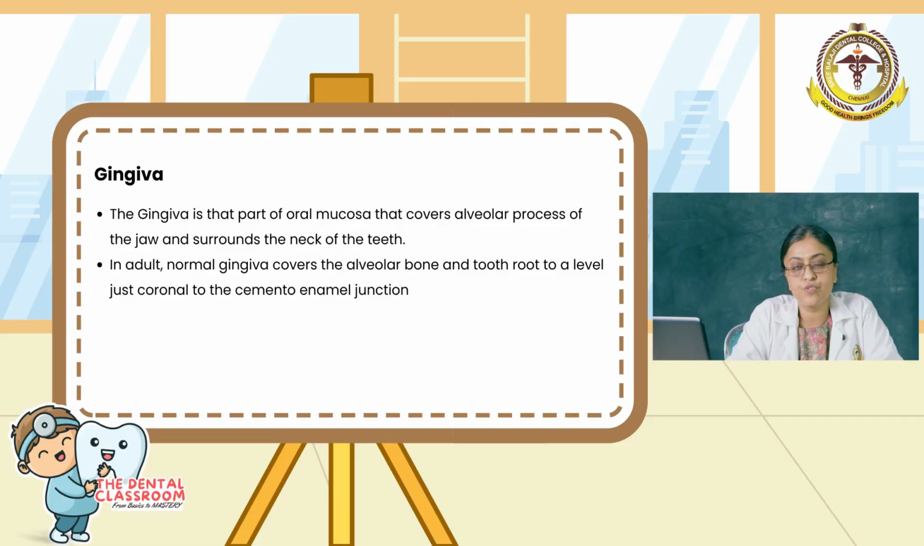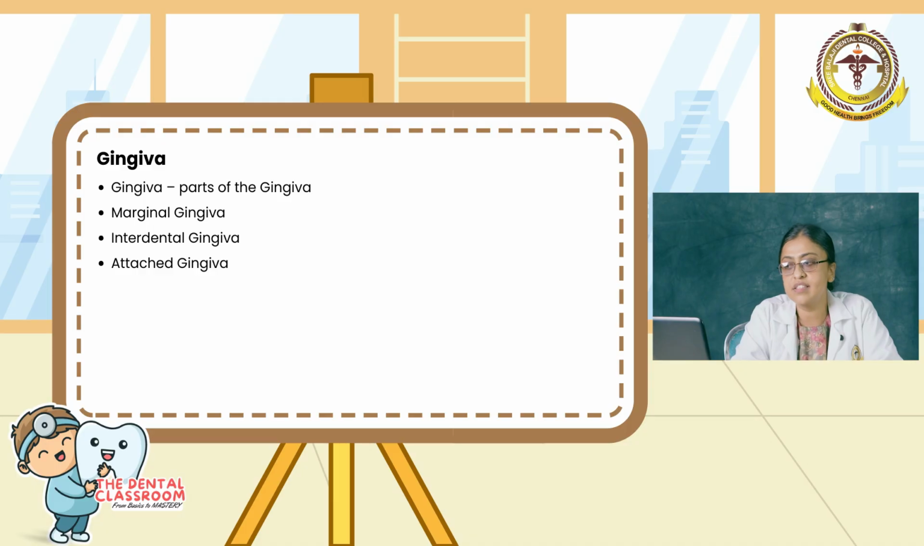And moving on to the next slide, gingiva is a part of oral mucosa that covers the alveolar process of the jaw and surrounds the neck of the teeth. In adults, normal gingiva covers the alveolar bone and the tooth root to the level just coronal to the cemento-enamel junction. Okay, let us discuss marginal gingiva, interdental gingiva and attached gingiva.